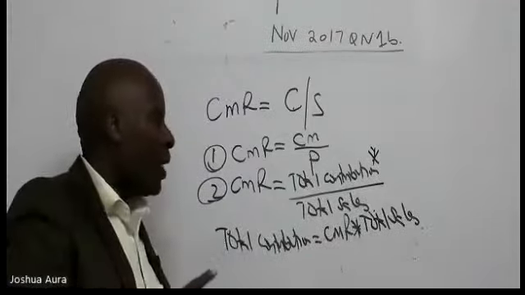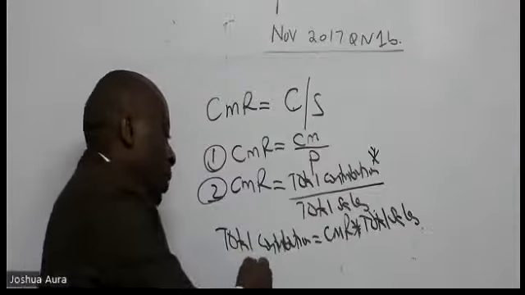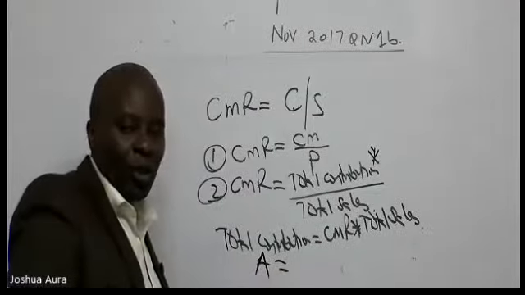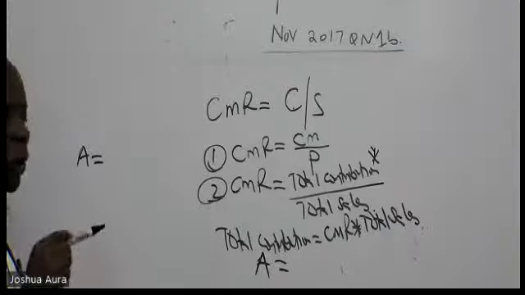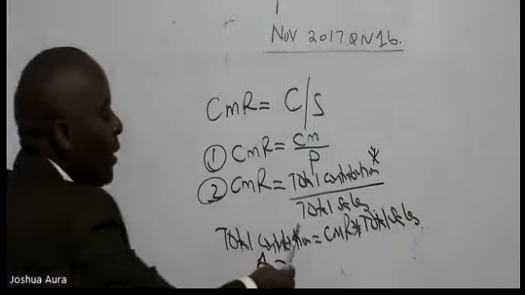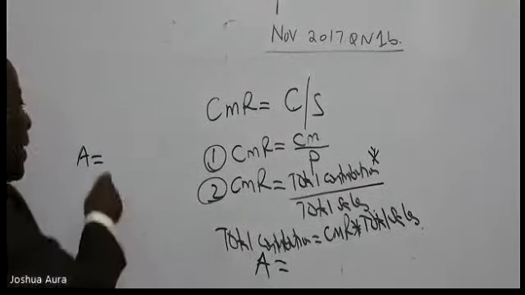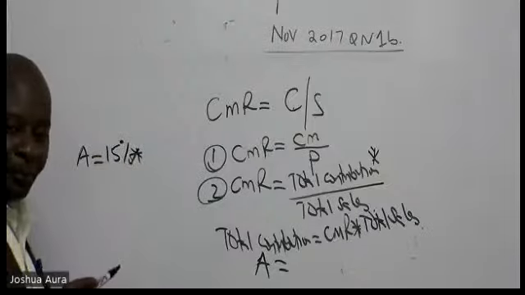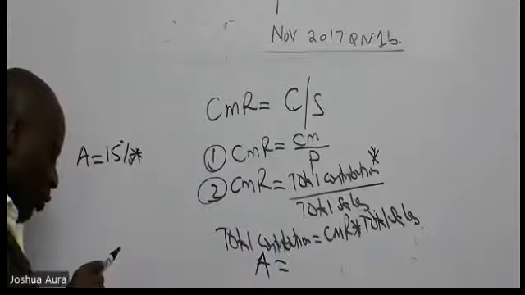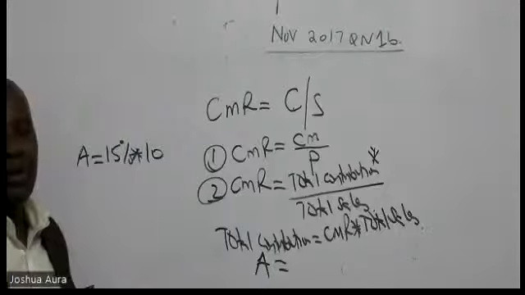So could you kindly give me the total contribution from the first product known as product A? Is there somebody who is able to give me the total contribution from product A? To get the total contribution from product A, I will pick the CMR of A, which I can see there is 15%. So I will take 15% times the total sales of A, which I can see is 10 million. So can somebody give me this figure?